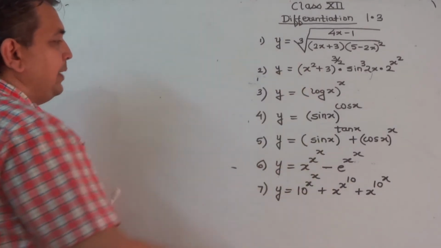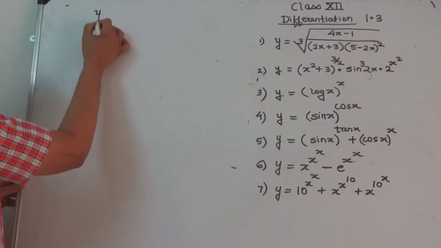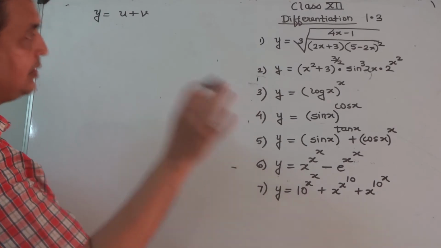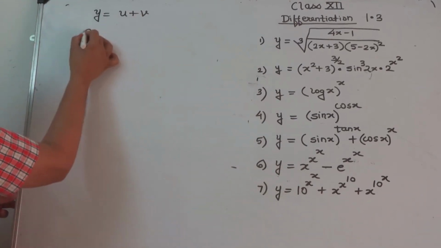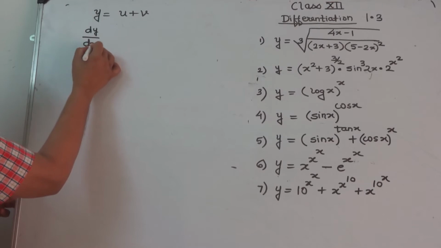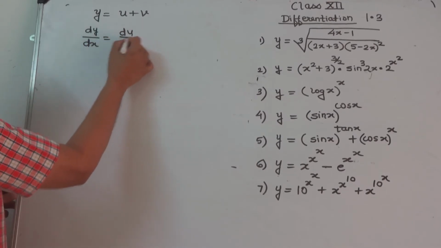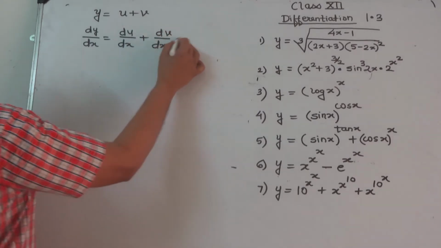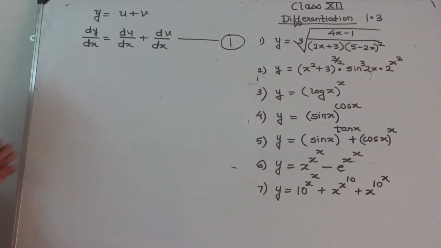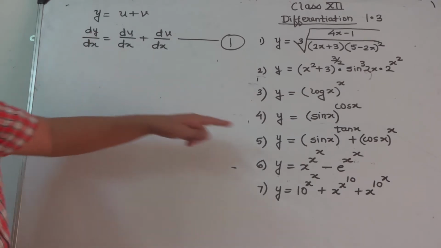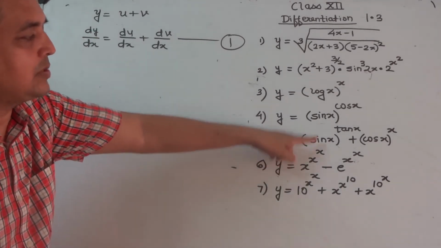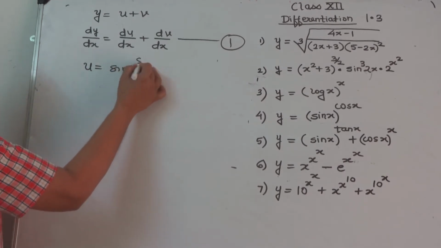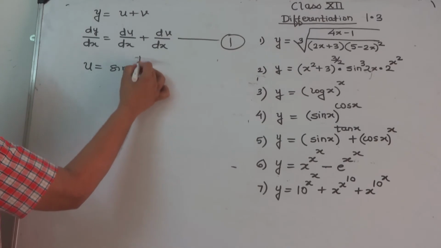So what should be done? We write y equal to u plus v. There are two functions. We write one as u, other as v, and so we have to write dy by dx equal to du by dx plus dv by dx. This is algebra of derivatives. Now what we have put u for? u equal to sin x raised to tan x. So let us consider now u equal to sin x raised to tan x.